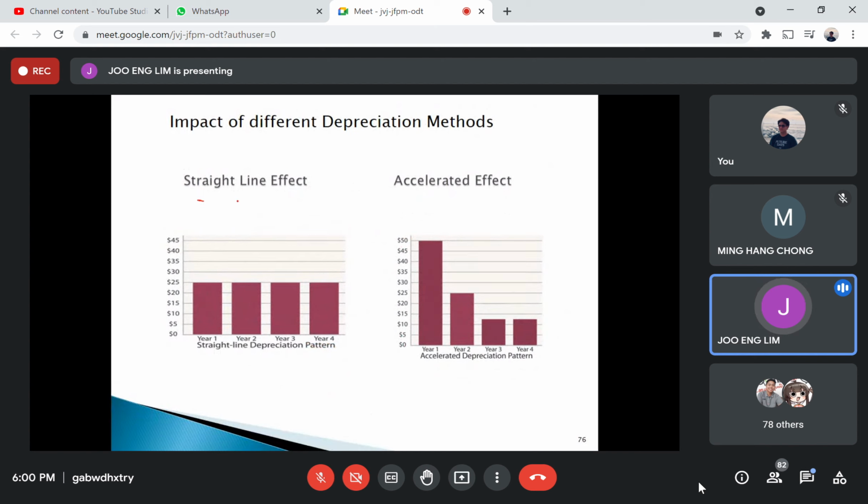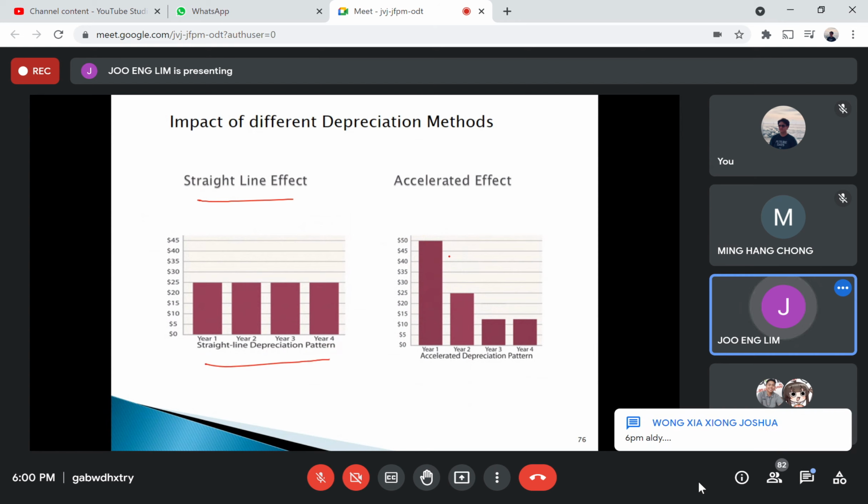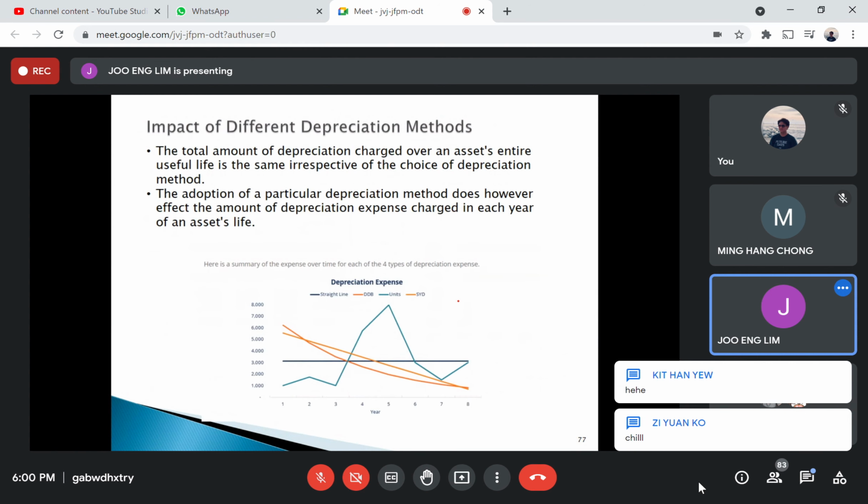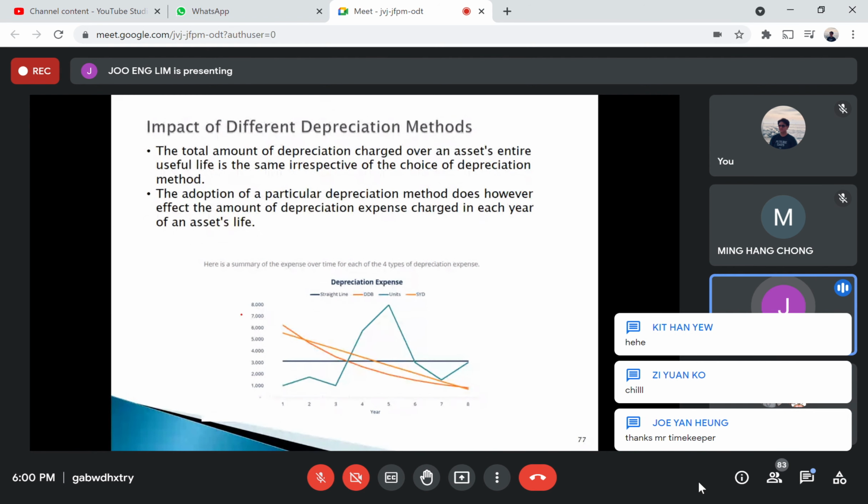So the effect: straight line, of course, is the same every year, right? So there is a constant effect. Don't say no effect. It is a straight line pattern. Accelerated is more at first, then less, right? So you will see it's like that. That is the pattern of accelerated. Okay, so that is the impact.